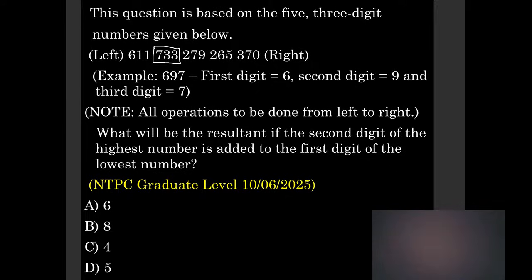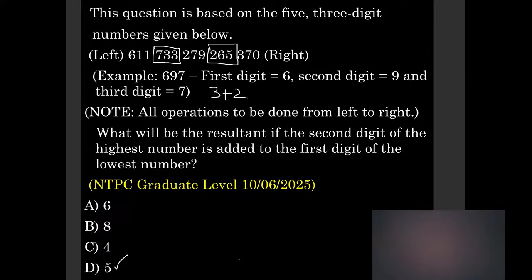Next, the lowest number. The lowest number out of this set of numbers is 265. So what they are saying is, the second digit of the highest number is 3. Next, the first digit of the lowest number is 2. Now this becomes 3 plus 2. 3 plus 2 is 5. So 5 is the correct answer.